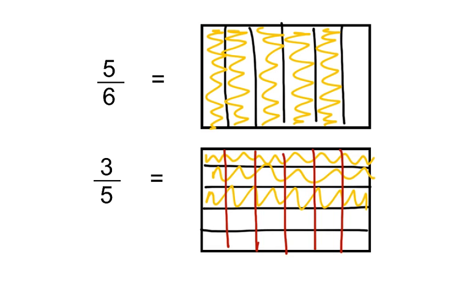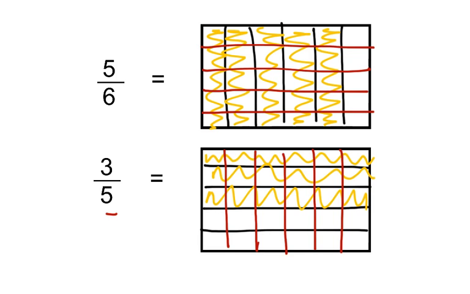So now on 5/6, I'm going to split up fifths. 1, 2, 3, 4, and 5. So now I can compare these numbers. Well, I noticed that 6 times 5 is 30. So I have 30 rectangles all together in the whole. And I have 5 times 6, which gives me 30 as well.